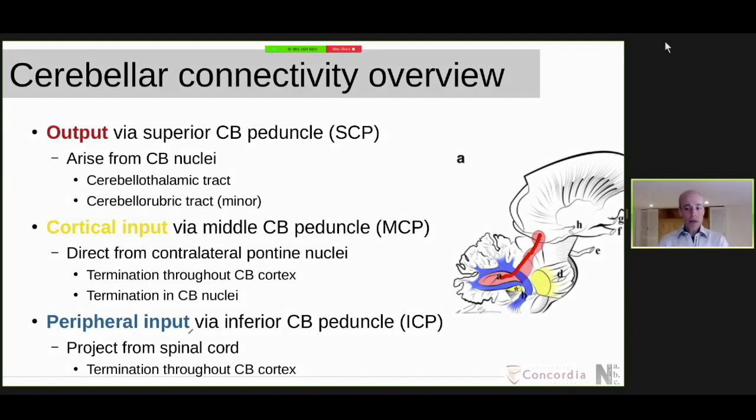We have peripheral input up from the brainstem and spinal cord coming up through the inferior cerebellar peduncle. And that's here in blue, coming up like this and terminating throughout the cerebellar cortex as well. So again, we have the output from the superior cerebellar peduncle. We have the primary input from the cortex that comes via the pons along the middle cerebellar peduncle, and we have peripheral input that comes up through the inferior cerebellar peduncle.